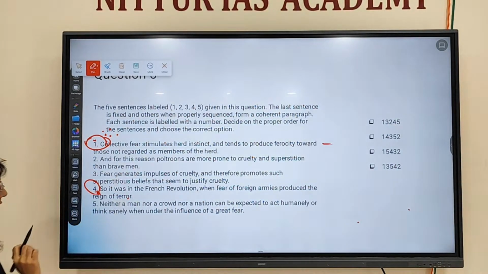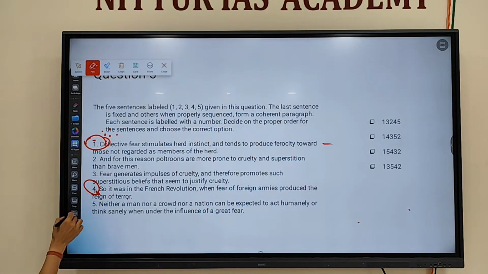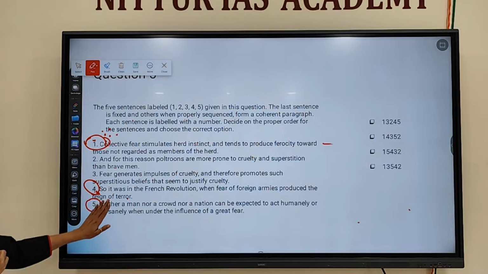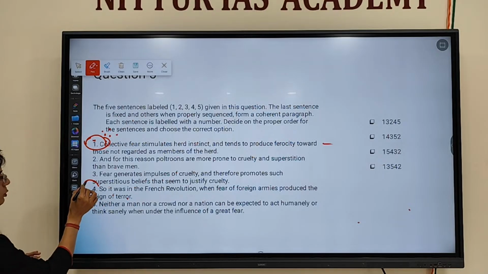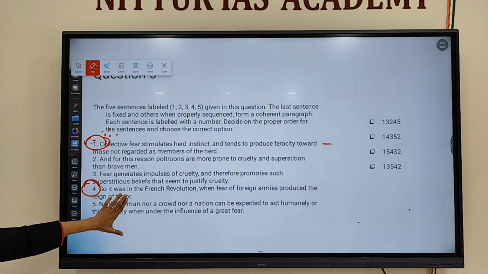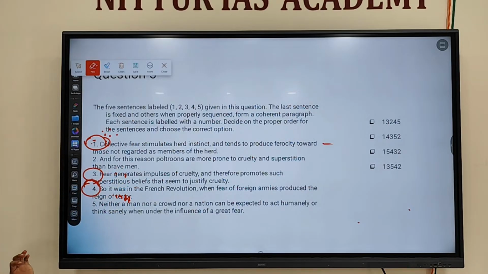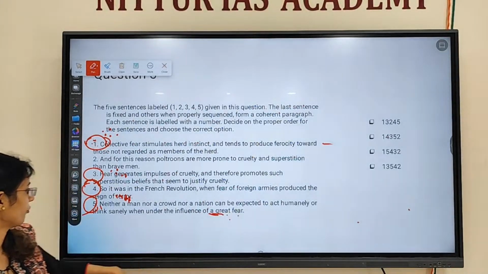So after 4, yes. So if I go by 5, it will not make sense, right? No, let me not do up and down. Let me just go by the sequence. So first one, and then I'm saying in the French Revolution, it was the fear of foreign armies that produced terror. And because of this terror, fear was generated and people started to act cruelly against others. Now we cannot expect people to act sanely or to act properly when they are under this pressure, under this terror, and under the influence of fear.